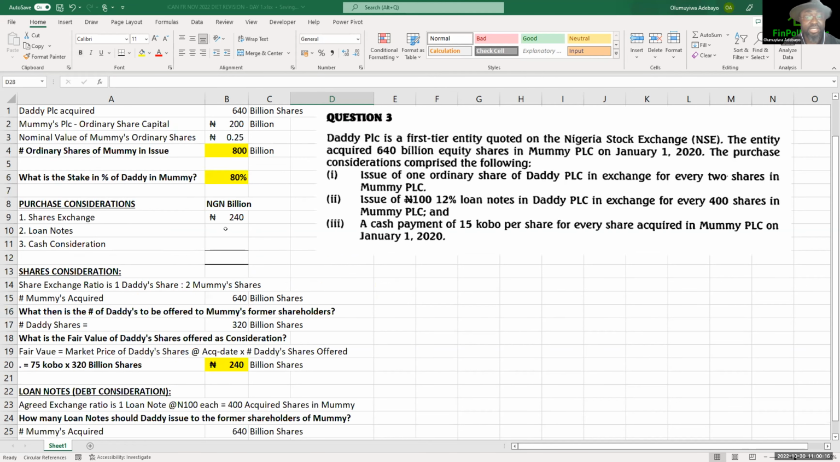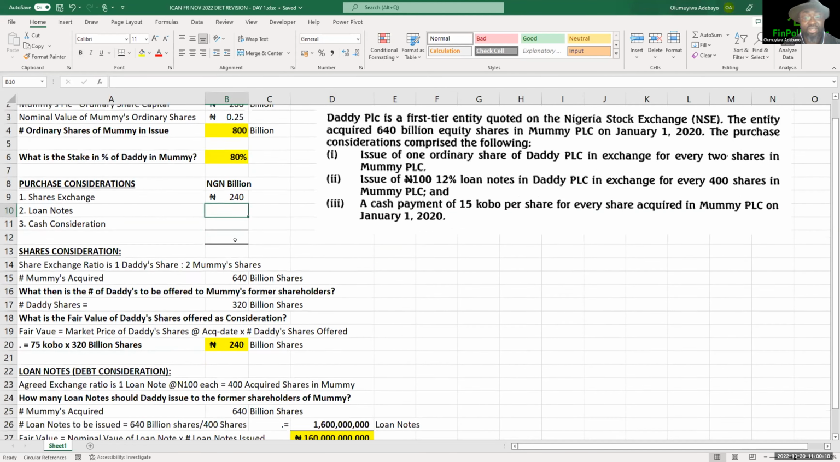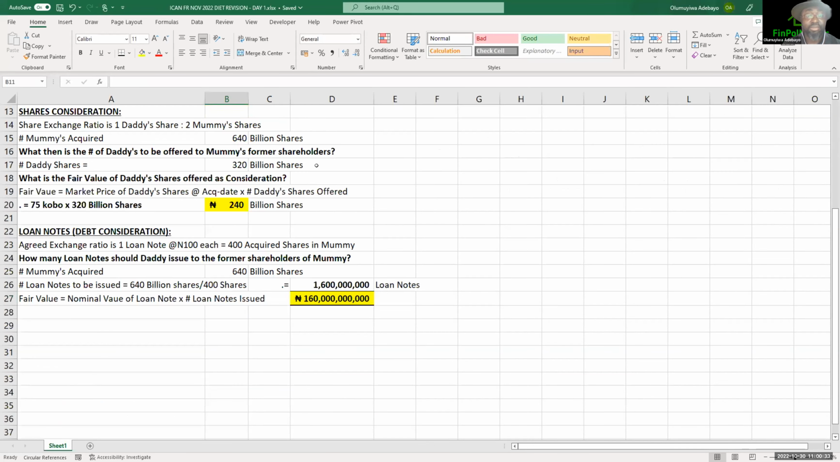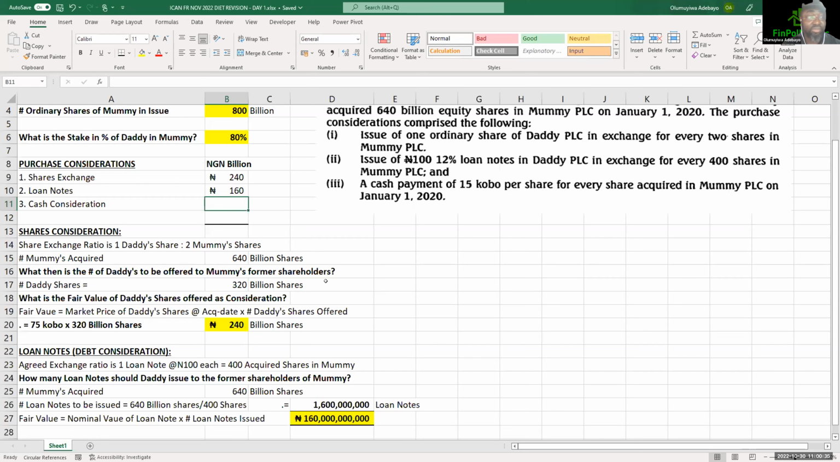We can now come here and say the value of the loan notes is 1.6 billion. Now, let me divide it by 1 billion to bring it back to everything in billions of naira. Okay, be careful about your conversion from billion to naira and all sorts of things. Any question about the second consideration before we move further?